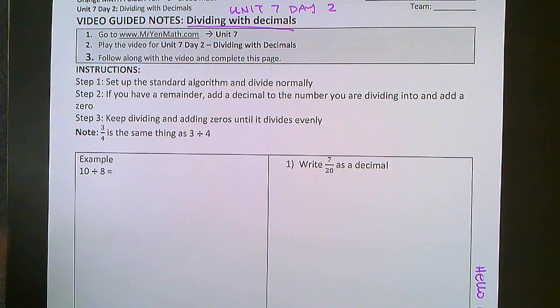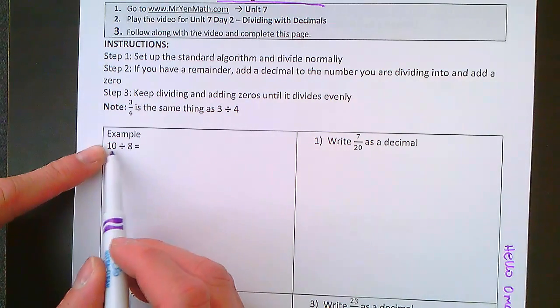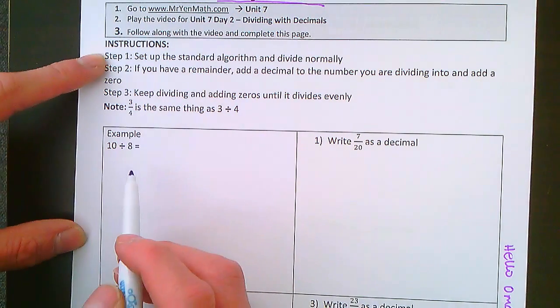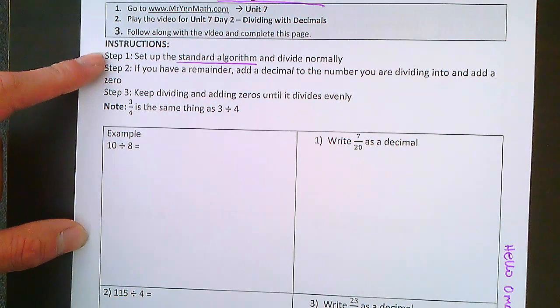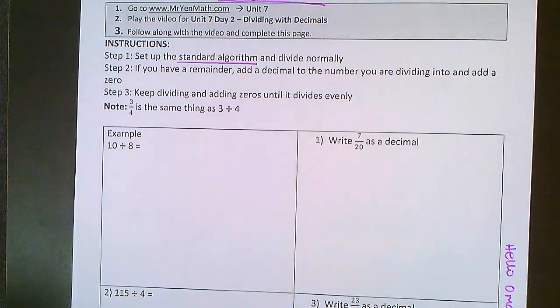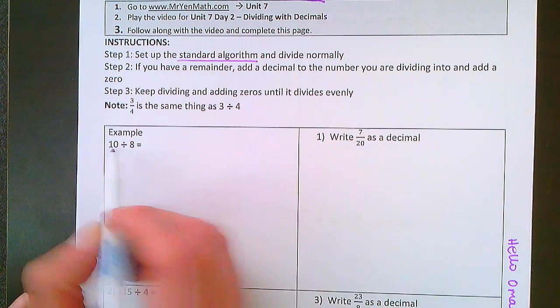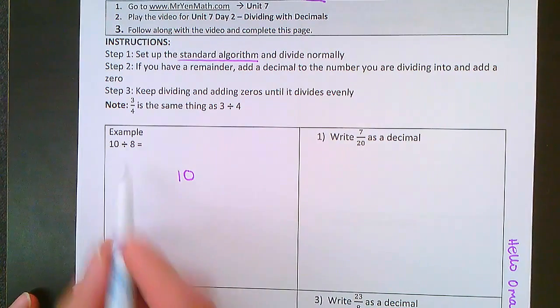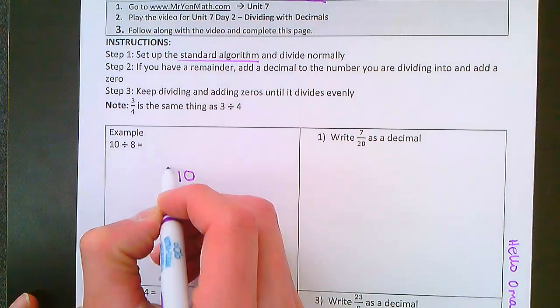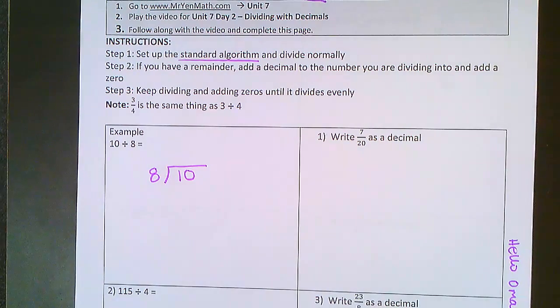Alright, let's check out our steps. So if we're trying to solve 10 divided by 8, step number 1 says set up the standard algorithm and divide normally. What it means by standard algorithm is you set up the number that's being divided into, which is 10, here, divided by 8. So we'll have 8 on the outside. And then we're going to start to divide normally.